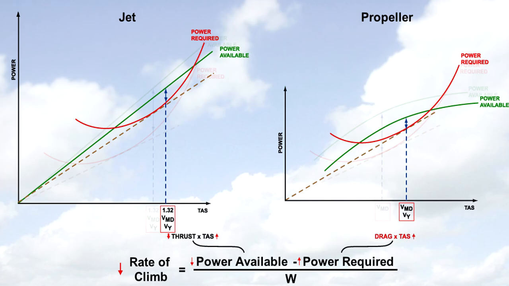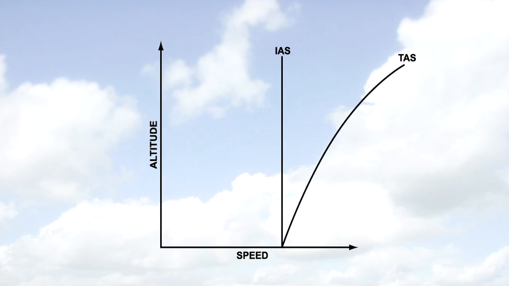We stated previously that the true airspeed for Vy increases with decreasing density. As pilots, we fly using indicated airspeeds, and therefore it's important to understand what happens to the indicated airspeed of Vy. In order that we may understand, a further explanation is needed. Shown on screen is a graphical representation of the relationship between indicated airspeed and true airspeed with altitude.